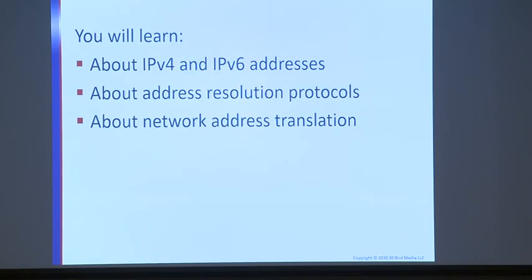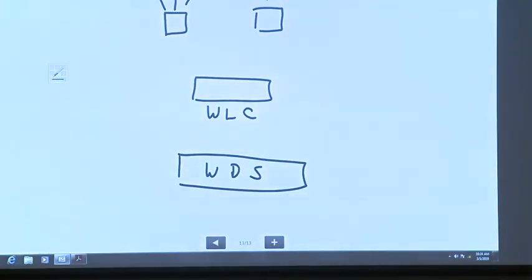Okay, this next section talks about network addressing. We're going to talk about IPv4 addresses and some IPv6 addresses. We're going to talk about network address resolution, so ARP, and we're going to talk about some NATing or network address translation. So let me go ahead and jump up here on this.